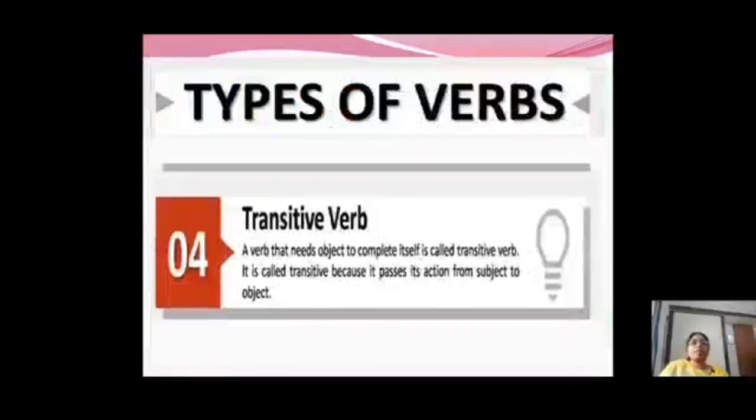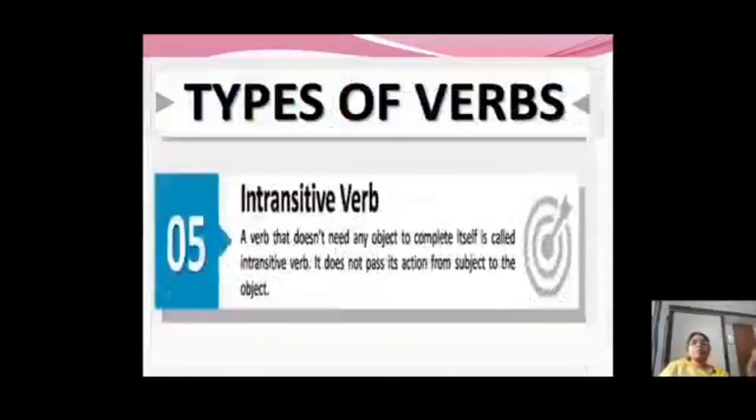Here, painting is related to the kitchen as well as Rose. So that comes under transitive. Intransitive. Intransitive is a verb that doesn't need any object to complete itself. It is called an intransitive verb.